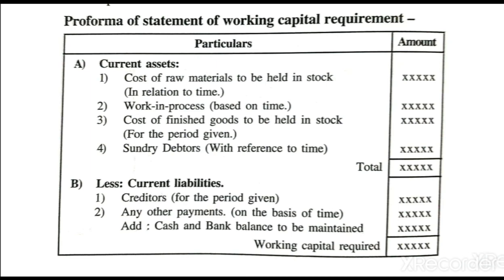Current asset means what? Which is easily converted into cash. That is a current asset. Current liabilities means which are payable within 1 year. If you have any liabilities that are payable within 1 year, all those are called current liabilities.